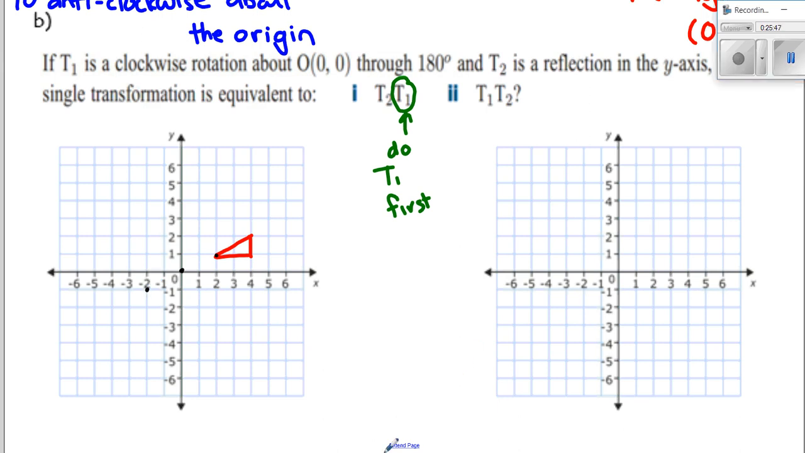Sorry to pause again, someone else came in the room. Okay, so we've plotted this little point right here.